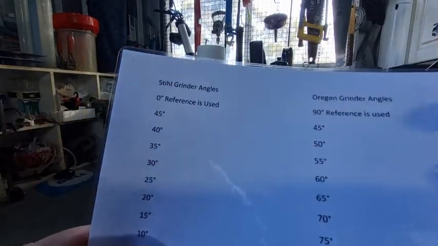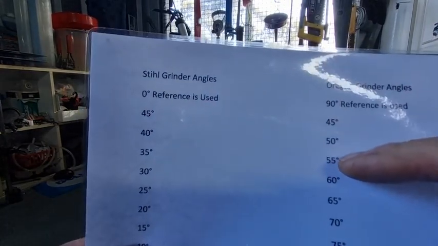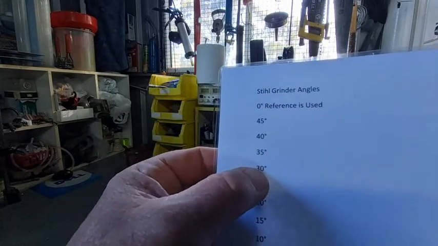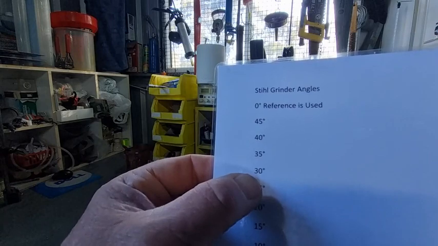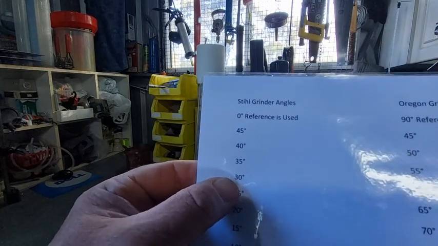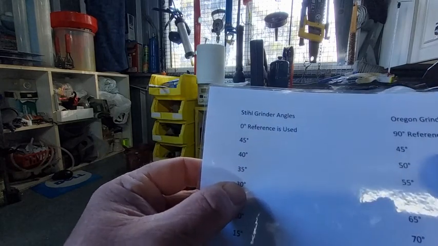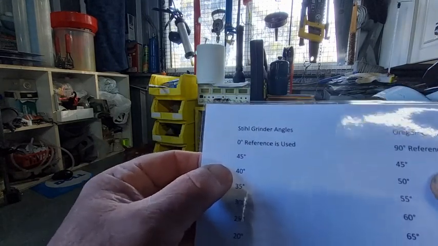So the most common in the Oregon would be 60, 55 and 50, and that translates over to Stihl. From 60 would be 30 degrees, from 55 on the Oregon would be 35 degrees on the Stihl, from 50 degrees on the Oregon would be 40 degrees on the Stihl.